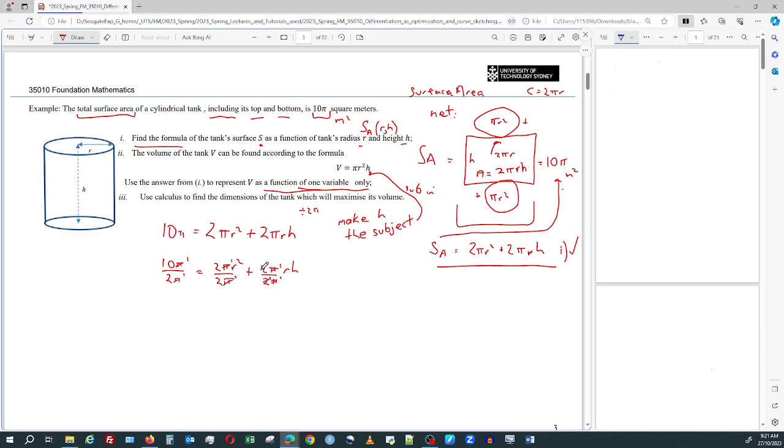These guys over here will also cancel, so we're just left with one on the top, one on the bottom. This one's a bit trickier because 2 goes into 10 5 times. So we've got nothing on the bottom. We've only got 5 over this side. And we've got r squared plus rh.